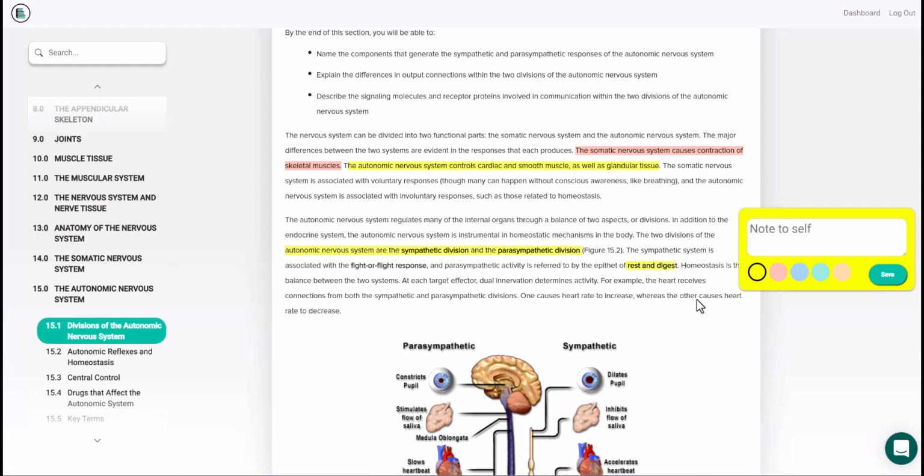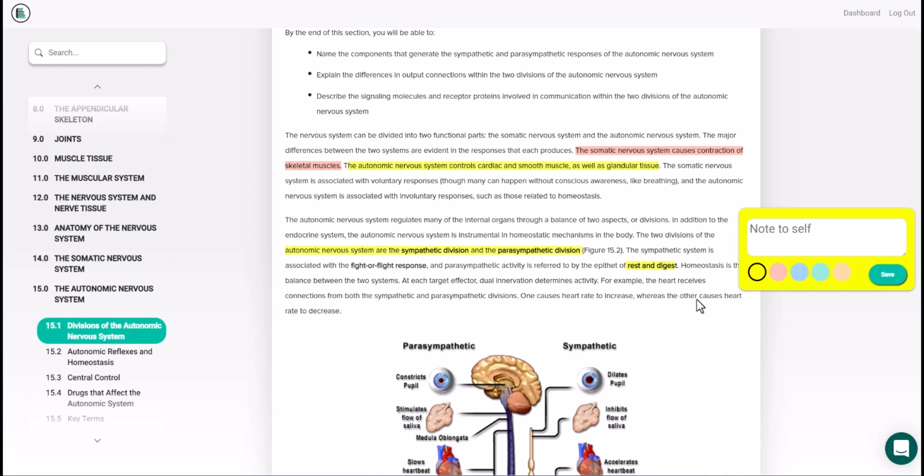So you dial up the heart rate, you dial down the heart rate. You dial up the respiratory rate, you dial down the respiratory rate. You dial up your sweat production, you dial down your sweat production. You increase your blood pressure, you decrease your blood pressure.